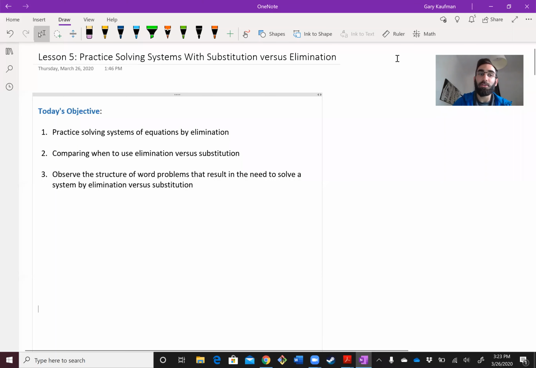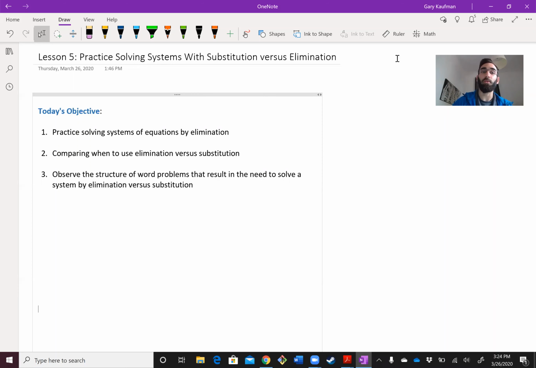Hi, everyone. So now that we have learned the three methods of solving systems of linear equations, graphing, substitution, and elimination, today we're going to get a little practice with elimination, as well as trying to think about comparing elimination versus substitution, when one method might be better than the other.